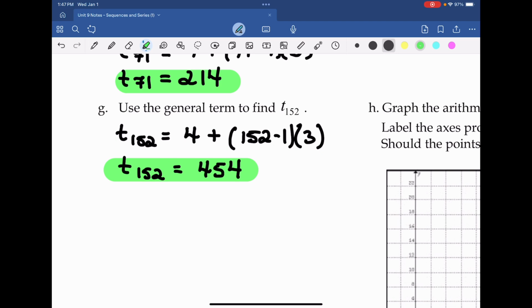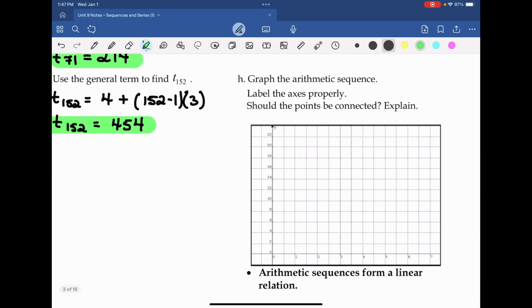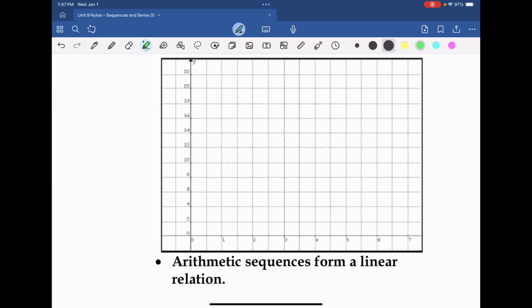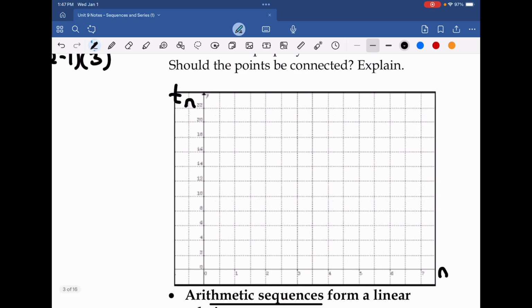All right, now what they're going to want us to do is graph out this arithmetic sequence and see what's happening. And we want to label our axes. So always, when we come to graphing these things, we want to put the n value or the term number on the x-axis. That's the input. That's the term we're looking for. And then the actual value of that term at that number, we're going to put on our y-axis, or our output.